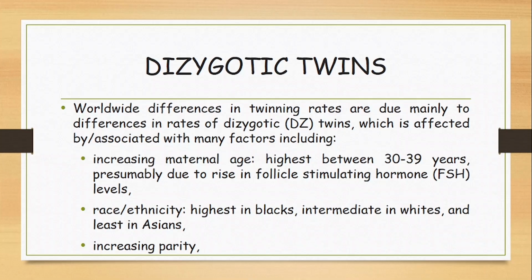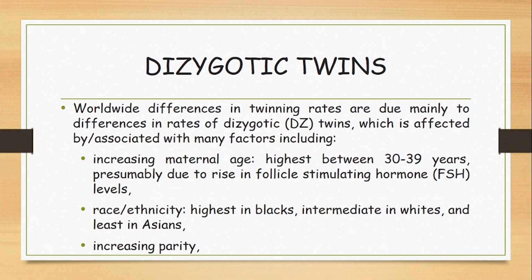Race and ethnicity is another factor that influences the development of dizygotic twins. Twins are highest in blacks, intermediate in whites, and least in Asians. Increasing parity is another factor, and it will mimic the increasing maternal age.